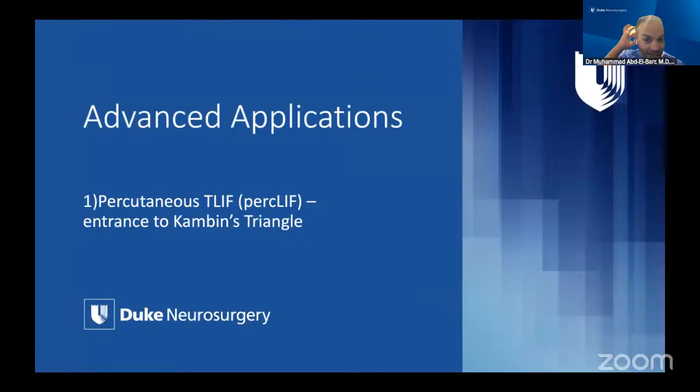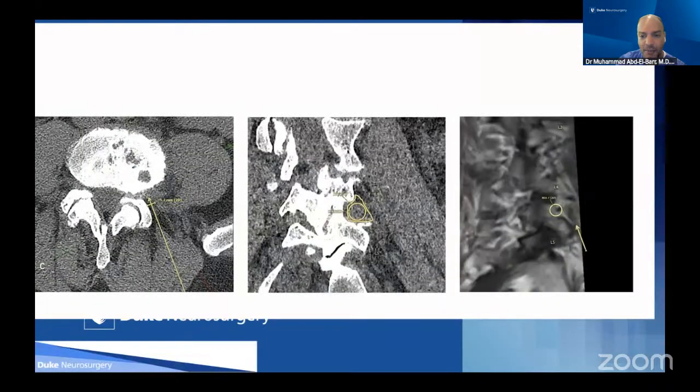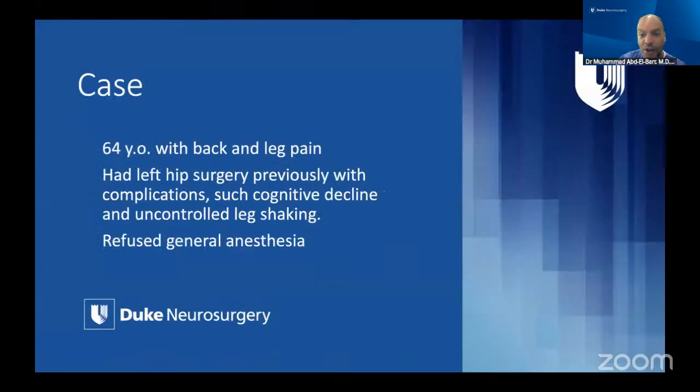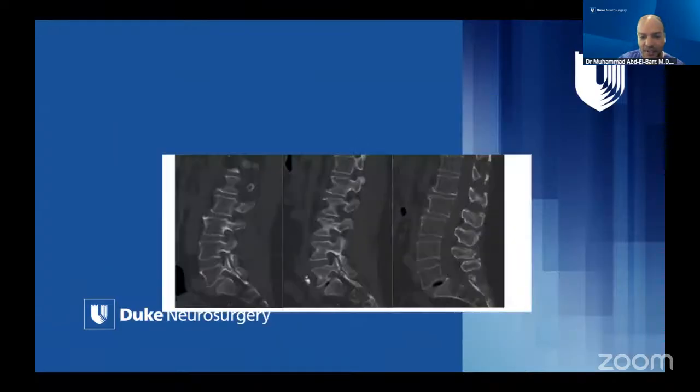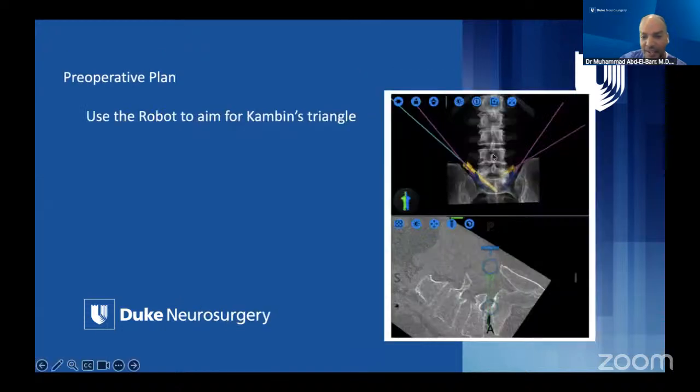So looking at advanced applications rather than just screw placement, we've used the robot to enter into Kambin's triangle. Dr. Hamid will talk a lot more about Kambin's triangle or Kambin's prism, but we've used it to target Kambin's triangle in certain cases. This is a 64-year-old gentleman who had a grade 2 spondylolisthesis, L5-S1. He refused general anesthesia, so we couldn't do an OLIF or an ALIF. So we did a TLIF on him. We put the screws percutaneously, and then we used the planning software to enter into Kambin's triangle percutaneously.